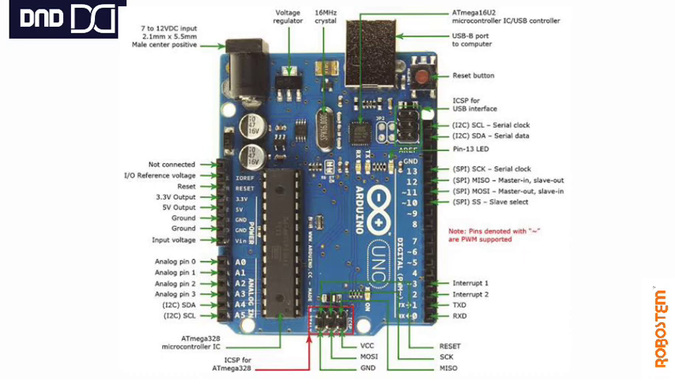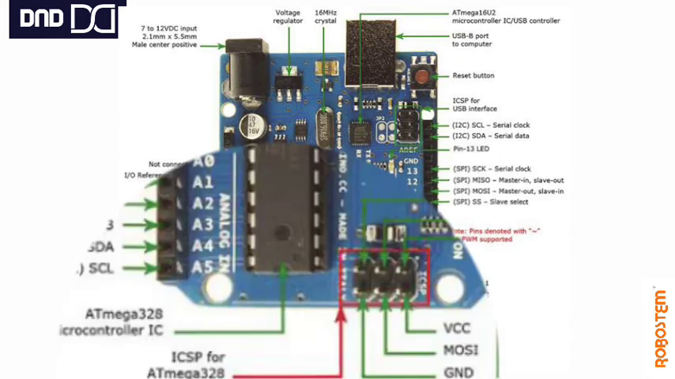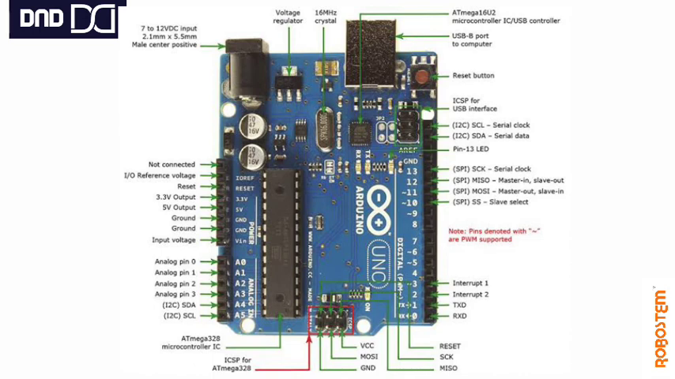After that, you can see the Atmega 328 microcontroller IC chip. This is the main core of this board, which is processing all these things. There are some pins after that, written as ICSP for Atmega 328, and it has 6 pins. So what does ICSP mean? We'll see in detail. ICSP means In Circuit Serial Programming, a method to program the microcontroller.